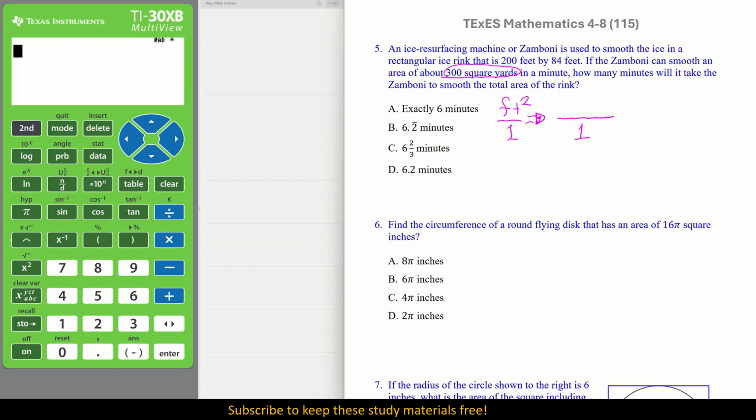Okay. Well, we actually need to multiply 300 times the 3 squared because each yard is 3 feet by 3 feet. And 3 times 3 is actually 9. In my original notes, instead of 3 squared, I wrote 9. But this is good too. Okay, so that is going to equal the area of 200 by 84 over I don't know how many minutes that will take.